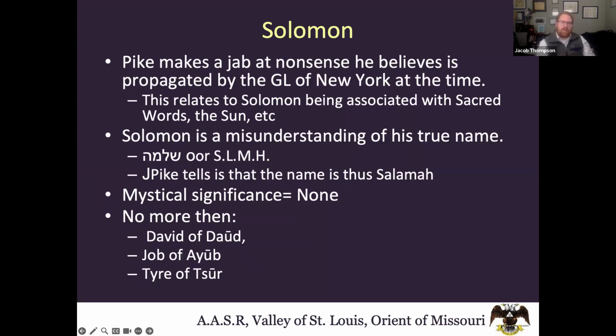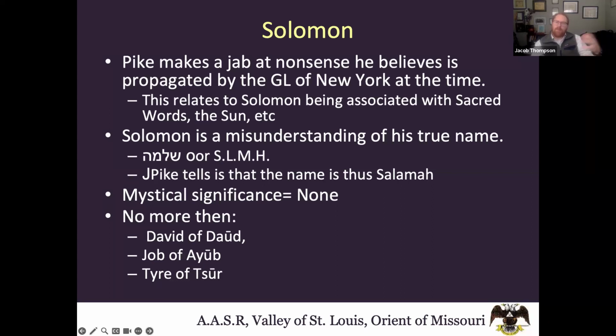The next thing Pike talks about a little bit is Solomon. And he takes several jabs at this because, again, he's addressing words, he's addressing meanings, and he talks about this nonsense that the Grand Lodge of New York at the time was pushing, where they talked about Solomon being associated with the sacred word, the sun, all these other things. Of course, Pike points out that Solomon is a misunderstanding of his true name, which is more like Salama.